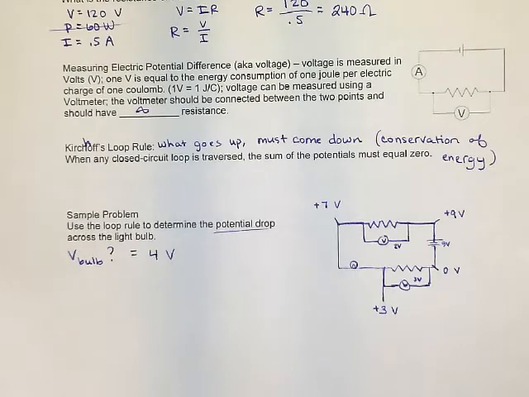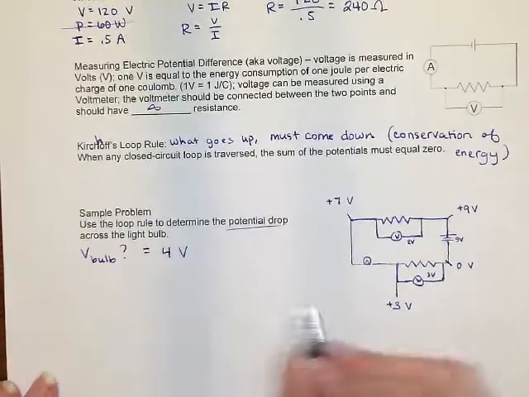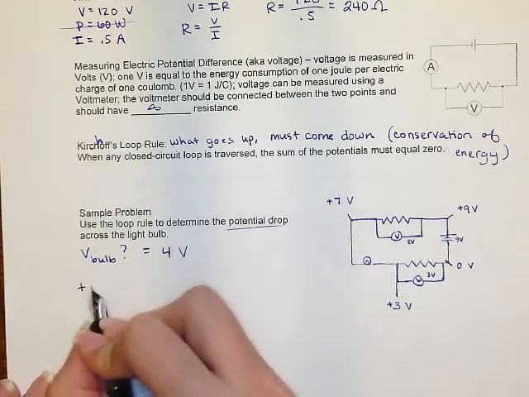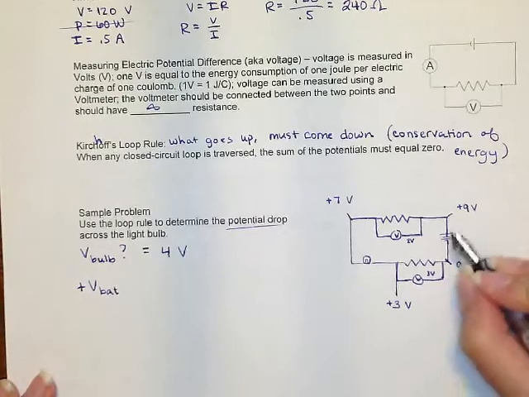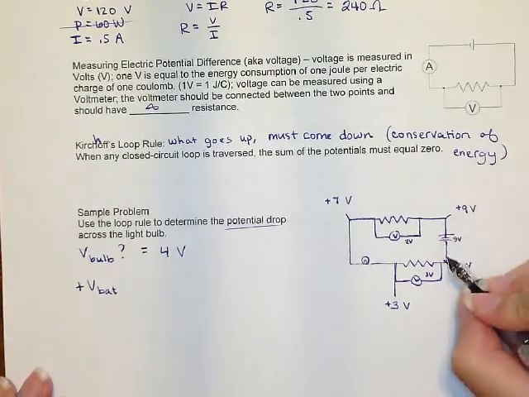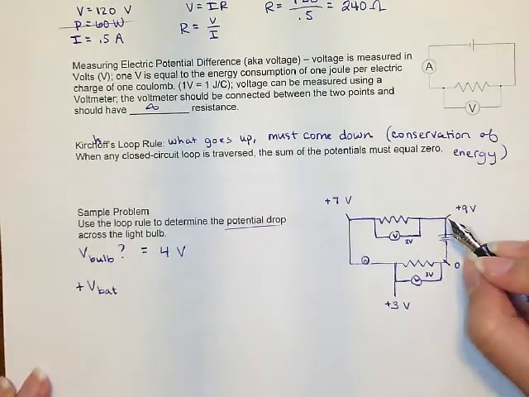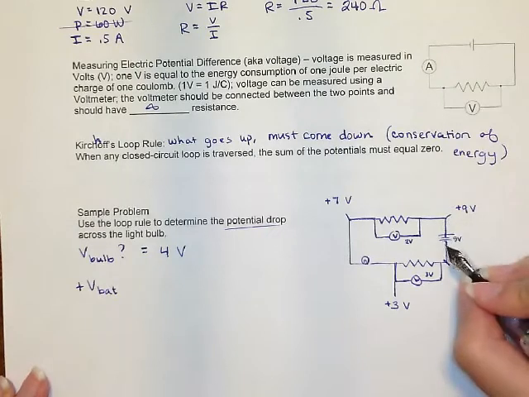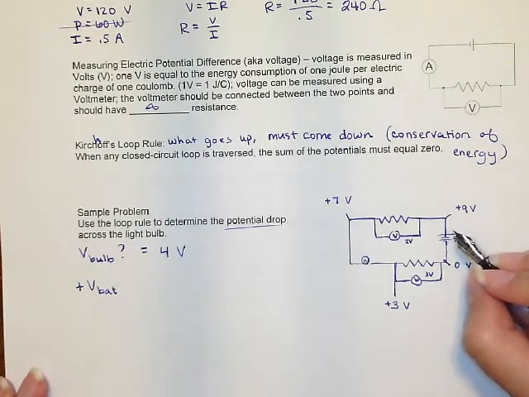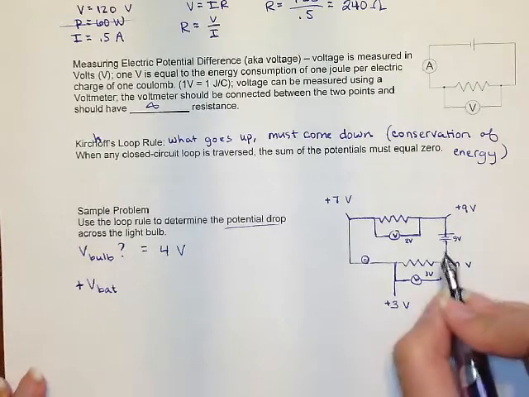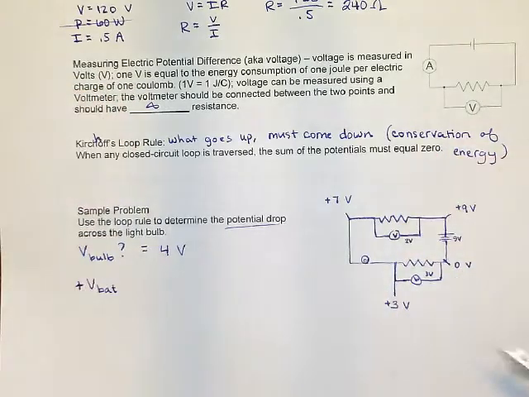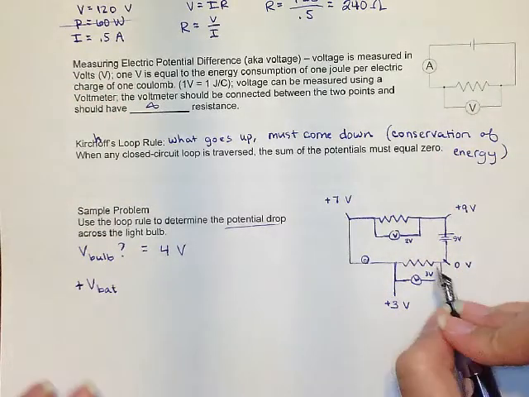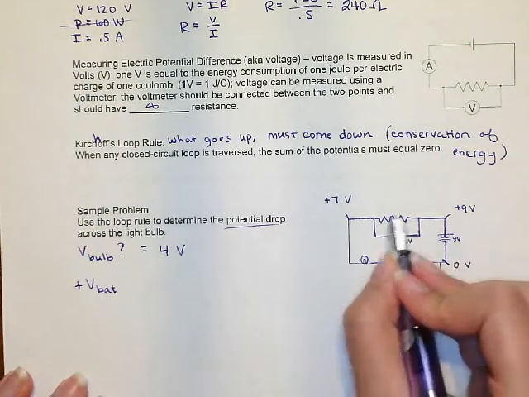Mathematically, if I were to write this as an equation, it would look something like this. Starting from here, I would say plus the battery voltage. You have to go from the negative terminal of the battery to the positive terminal in order to gain voltage. The way the battery symbol looks, it almost looks like stair steps, so you are climbing up the stairs. You're increasing your height. So we've got the positive voltage of the battery.